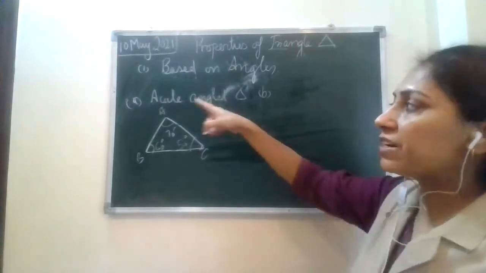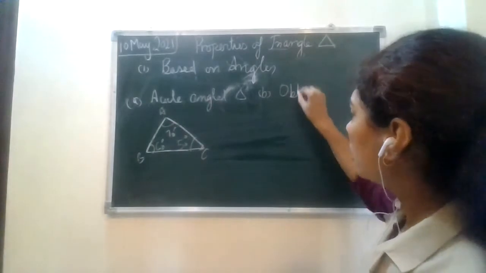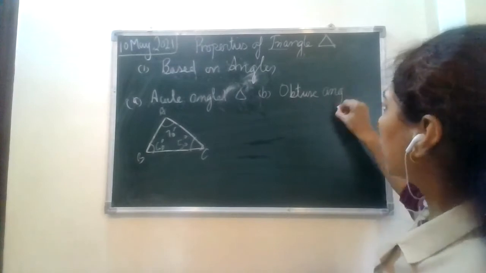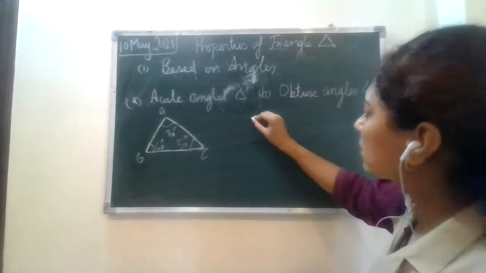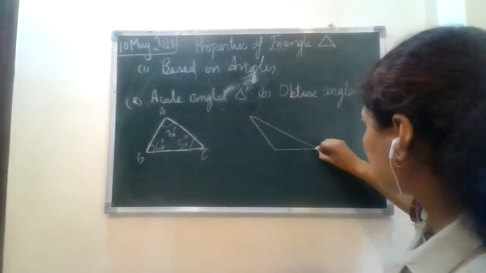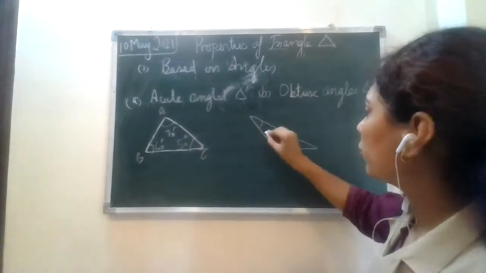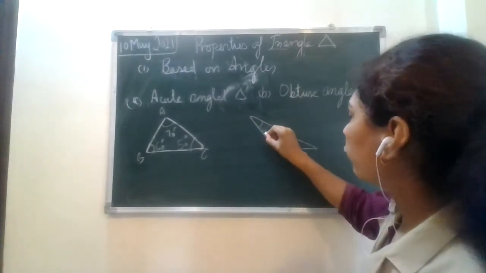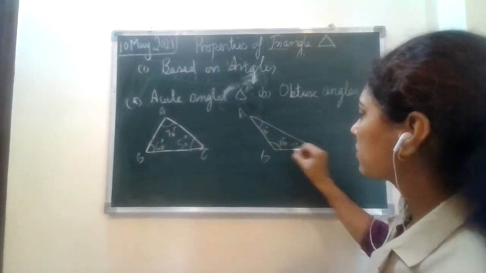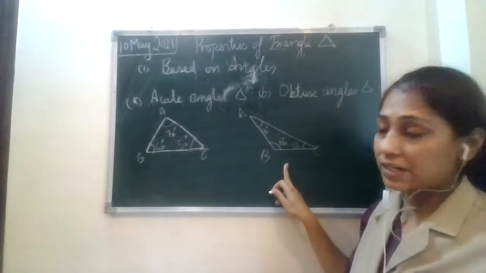Now, if I have done acute, then I'm going to do the obtuse also. Obtuse is more than 90. Obtuse angle triangle, so it would be more than 90. I've drawn a figure like this. So it is going to be 120, and let's say this is 40 and this is 20. So you got the obtuse angle as 120 degrees, which is more than 90.